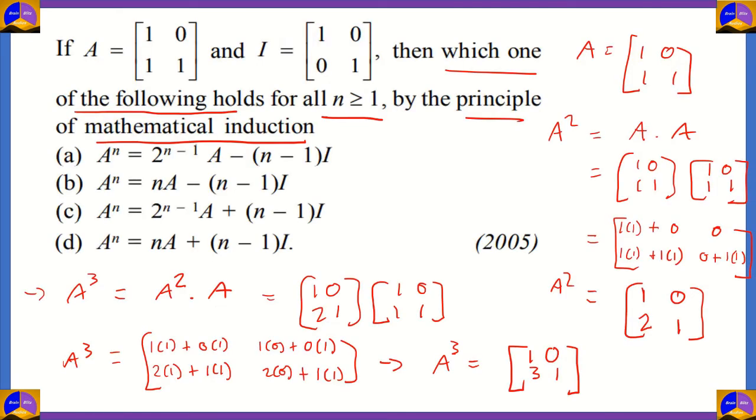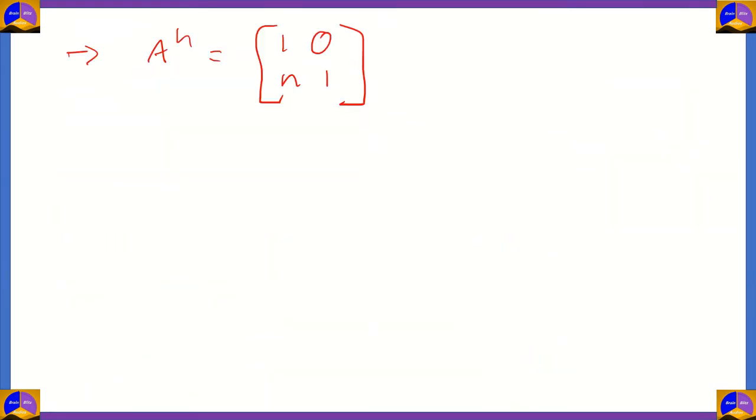So it makes sense to write A raised to n as equal to [1, 0; n, 1], because we've been writing it for A squared and A cube, so it makes sense to generalize it for any exponent that is n. So we have to write this A raised to n in terms of the matrix A and the matrix I.